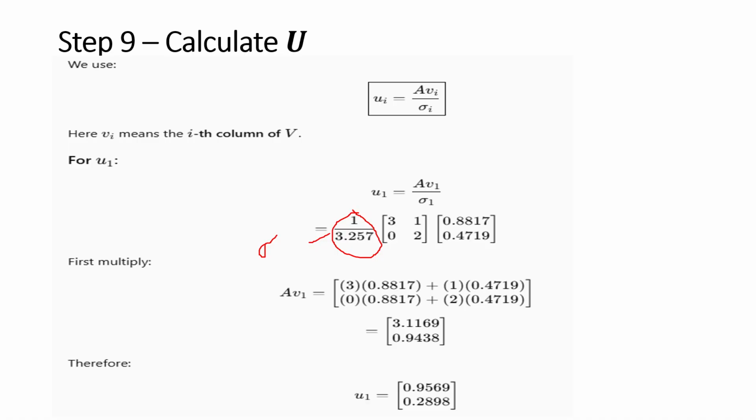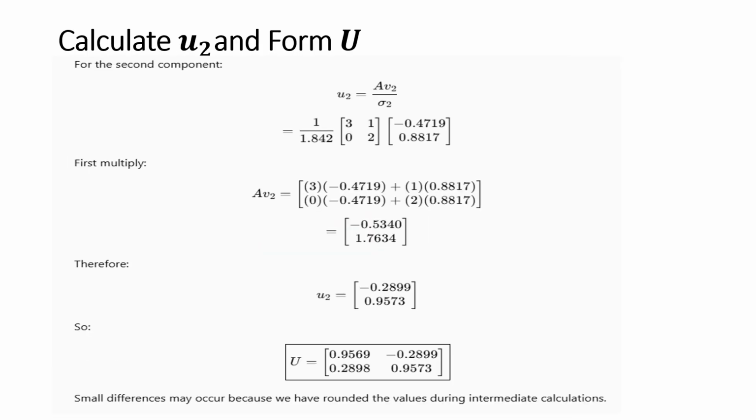This is your sigma 1, this is your matrix A, and this is your v1, right? So you have A into v1 by sigma 1. On solving this, first you find the product of A and v1, and then you divide it by sigma 1, so you get u1. Likewise you perform the same for u2 also.